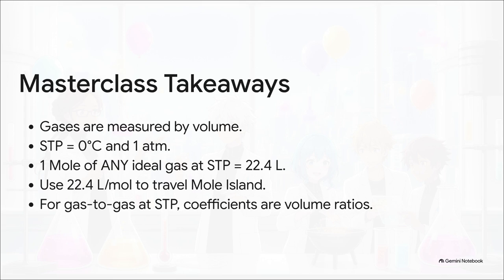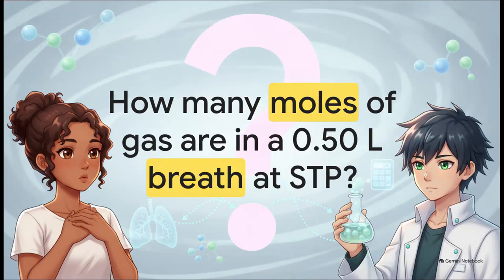You have the magic constant that 1 mole of any ideal gas at STP is exactly 22.4 liters, giving you a reliable path straight through your mole island map. And, best of all, you possess that brilliant gas-to-gas cheat code using volume ratios. Let's wrap up this explainer by bringing all these abstract chemistry concepts right into your own body.